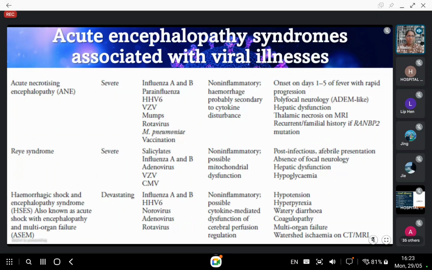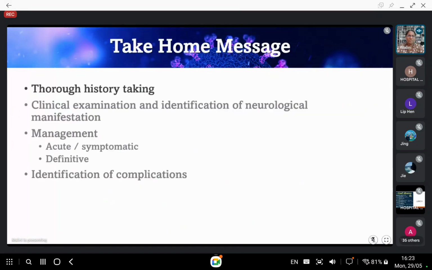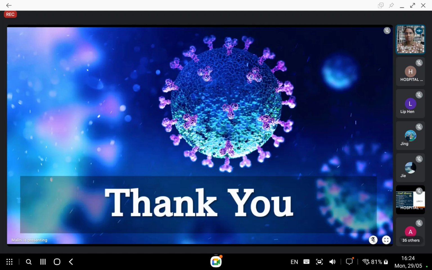So my take-home message would be, I think you still need to focus on your history taking and clinical examination with identification of neurological manifestation. Your management should always be acute and symptomatic, meaning ABC, symptomatic control of seizures, and then definitive treatment. And please do not miss out on the complications, because a large proportion of these patients have lasting neurological deficits. Thank you.